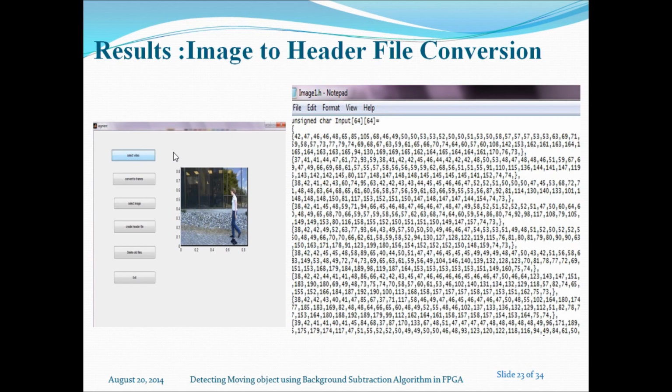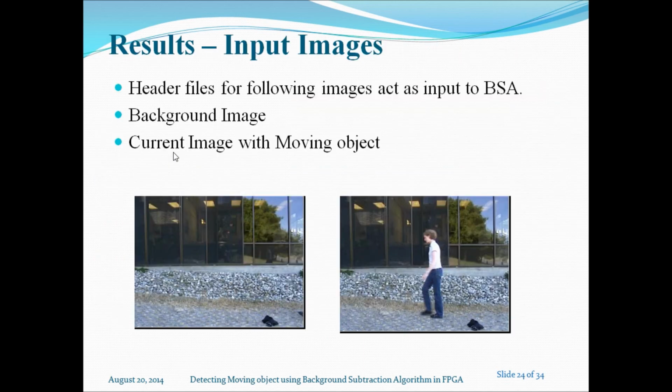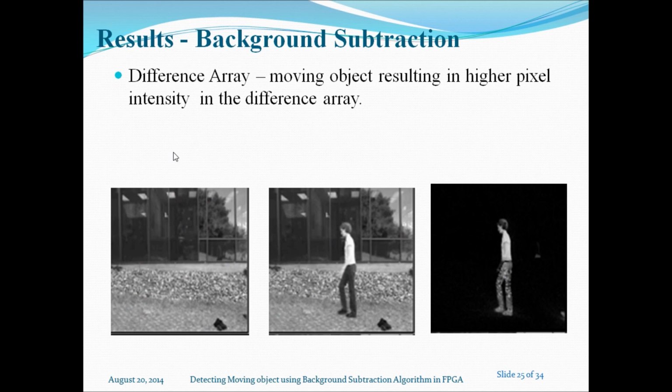Input images. Here you can see the background image as well as the image containing the moving object. Header files for both images will act as input to the background subtraction algorithm. Here you can see the results of the background subtraction algorithm. The difference array is shown here. You can already see that the moving object results in higher pixel intensity in the difference array.